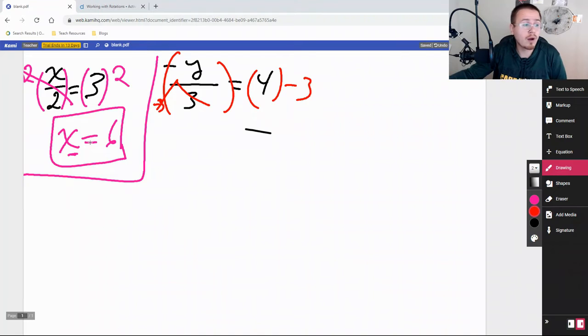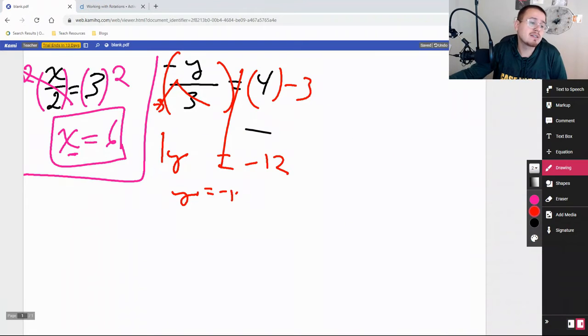That makes a 1y. I can write the 1y, or I can just write y. Either way works. I forgot my train tracks. Don't let me get sloppy on you guys. And then we get negative 12. So really we can just say that y is negative 12.